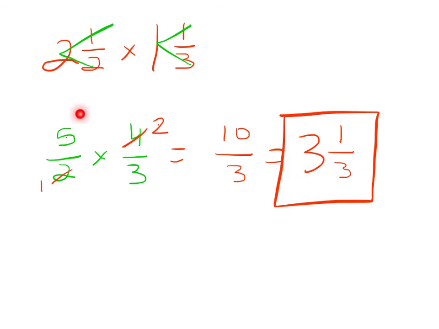So again, 3 steps. First, we put the problem in the correct shape by rewriting it here with improper fractions. We then solved, and then we simplified. Those are your 3 steps today, working with multiplying mixed numbers.